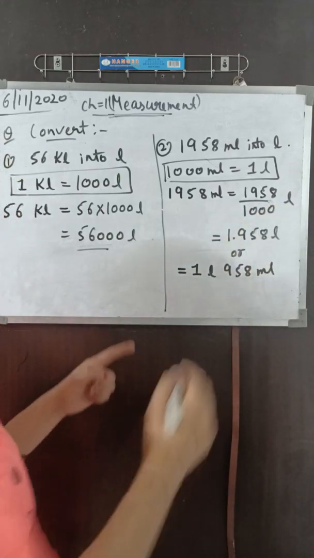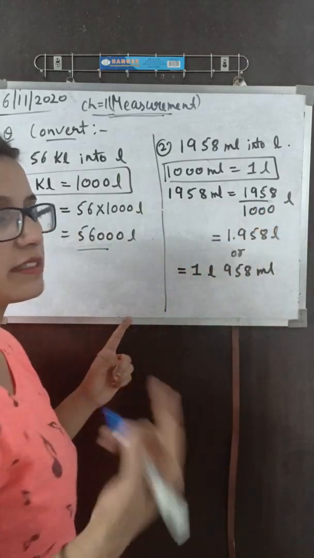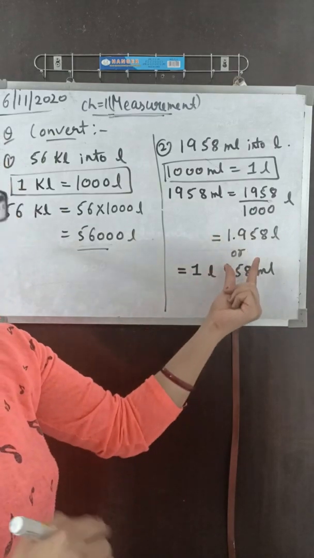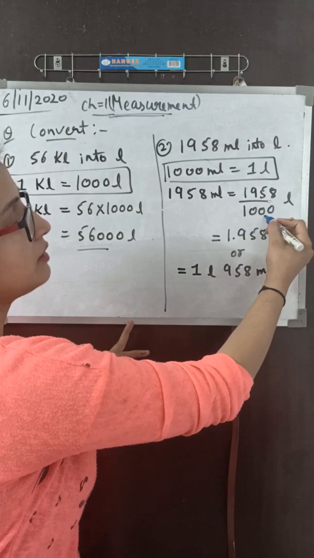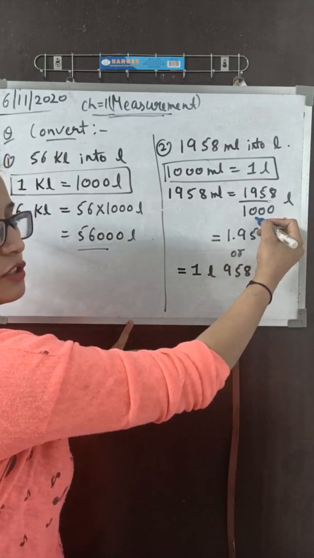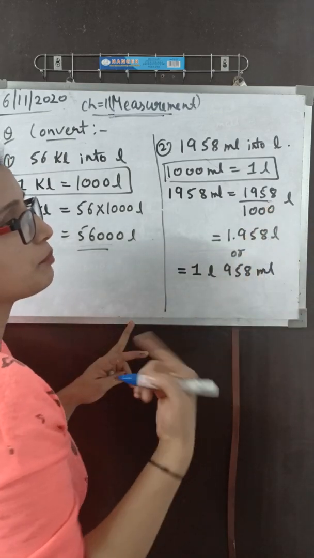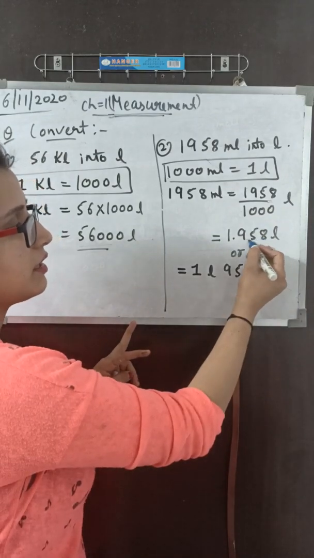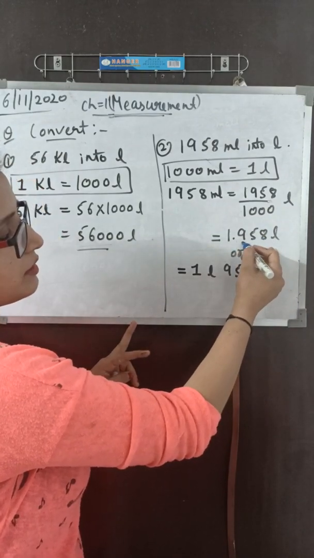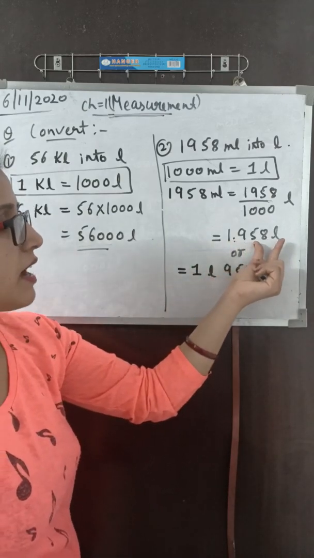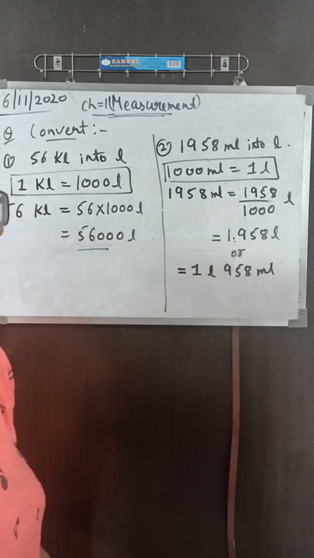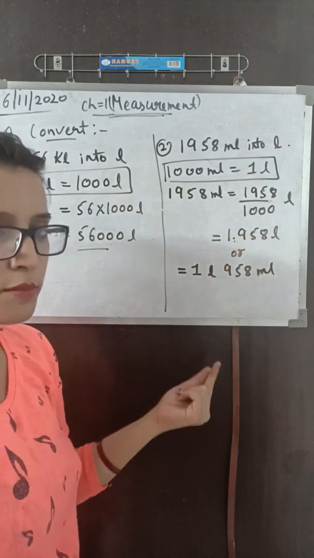Okay, and this one is in fraction form, so we can convert it into decimal form, which is also called division. So how to do it? First we count the number of zeros in the denominator, that is 3. So we have to put a dot after 3 digits: 1 digit, 2 digit, 3 digit, then we put the dot. So 1.958 liter is our answer.